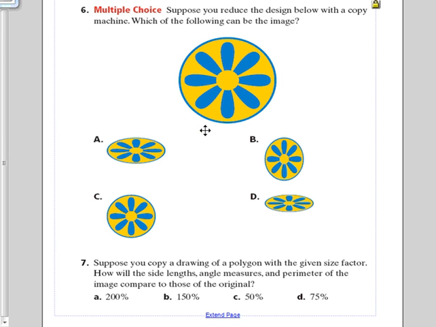Answer is C. C is going to be our one because that is reduced at the same size. A is flattened out too much, D is flattened out way too much, and B is a little bit too skinny.